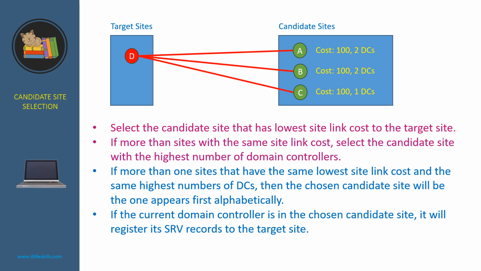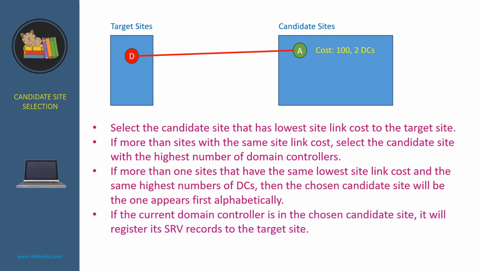If more than one site has the same site link cost, it will select the candidate site with the highest number of domain controllers. In this case, site C has only one domain controller. Site A and B have two domain controllers, so it will drop site C from the candidate site list. If more than one site has the same lowest site link cost and the same highest number of domain controllers, then the chosen candidate site will be the one that appears first alphabetically. So in this case, it will drop site B because site A appears first alphabetically.